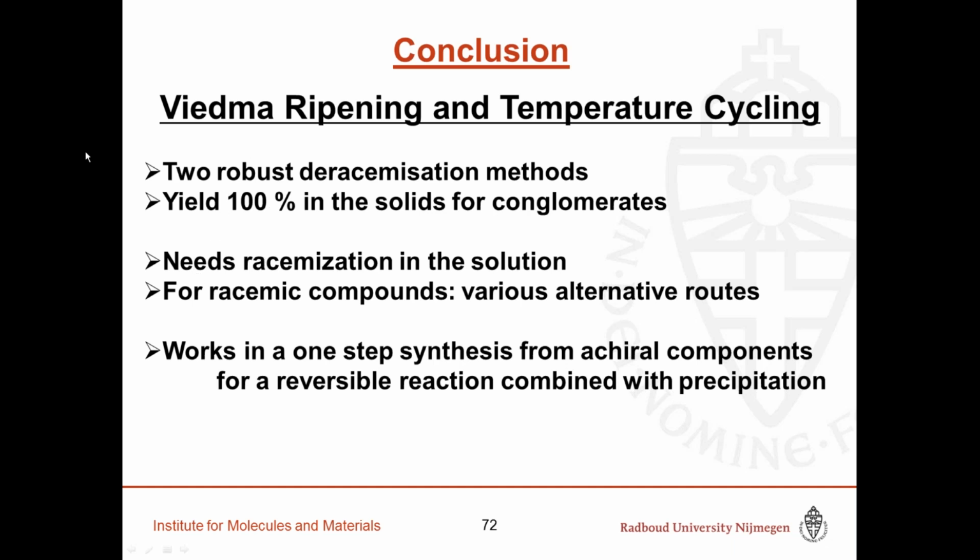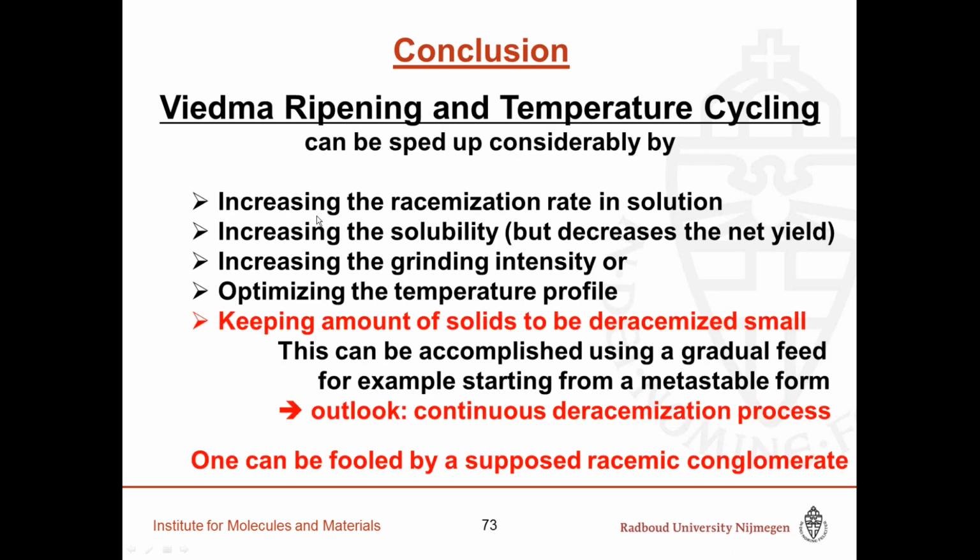Now in conclusion, we find two robust deracemization methods. They need racemization in the solution, and for racemic compounds you have various alternative routes. It works also in a one-step synthesis from achiral components, for a reversible reaction combined with precipitation for a conglomerate forming compound. And then I summed up all the ways in which you can increase the rate of the deracemization, and with that decrease the deracemization time.